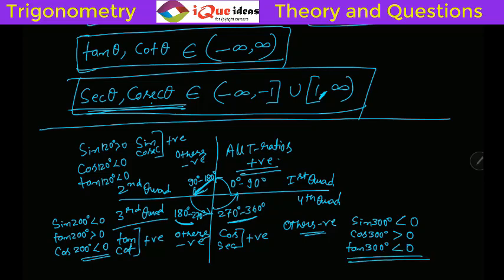You can also memorize it as ASTC: all, sine, tan, cos. First quadrant, second quadrant, third quadrant, and fourth quadrant, right? So we have completed all the aspects of the theoretical part of trigonometry. Now let's go and solve some of the good questions. All right.